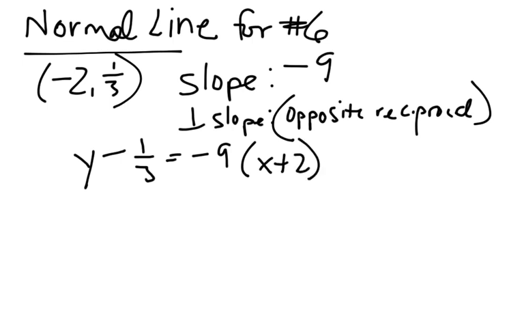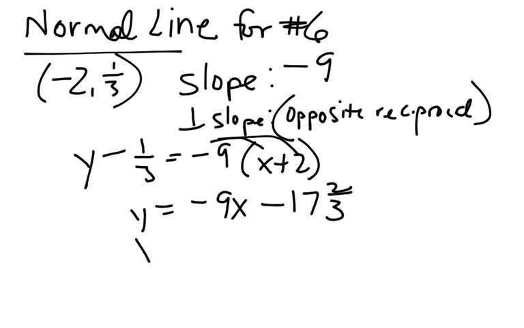And then again, if you wanted to distribute that and add 1/3 to both sides, you would get y equals -9x, and then minus 18 plus 1/3, which would be -17 2/3, or as an improper fraction, that would be -53/3.